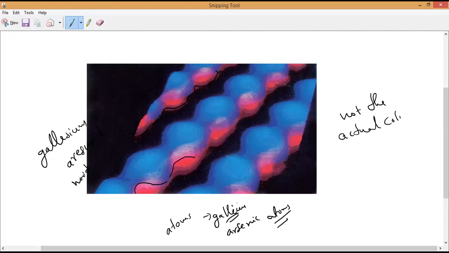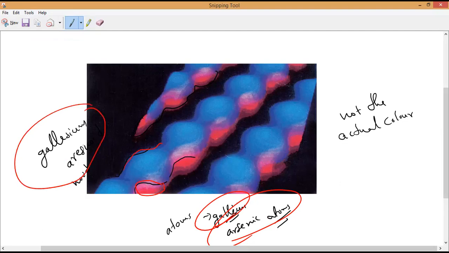So to identify the different atoms, what is the blue color atom, everybody? The blue color atom is gallium and the red color atom is arsenic. So this is a molecule formed by gallium arsenide, which is a combination of two atoms, gallium and arsenic.